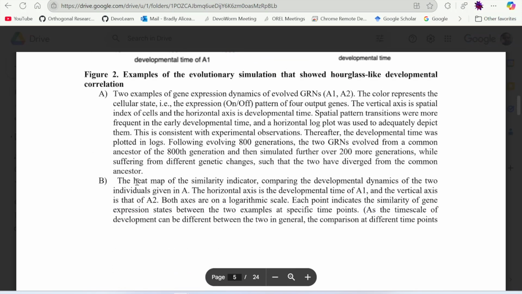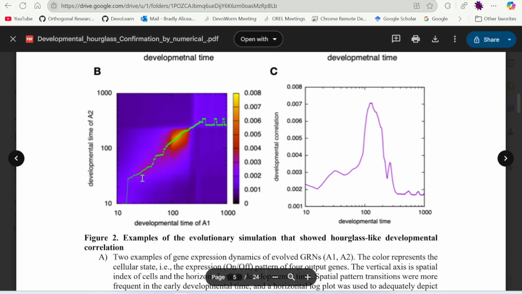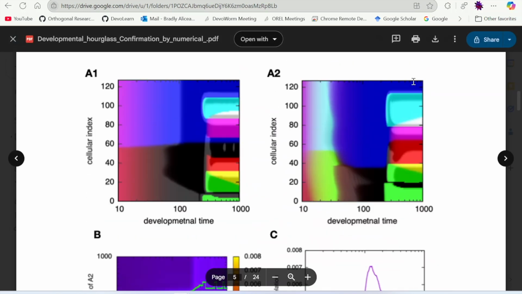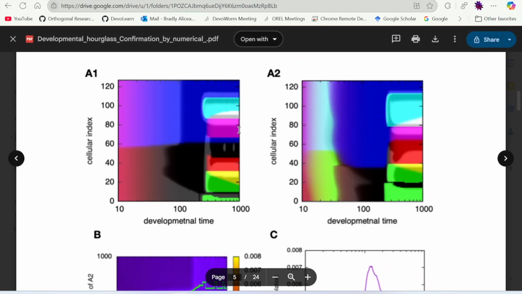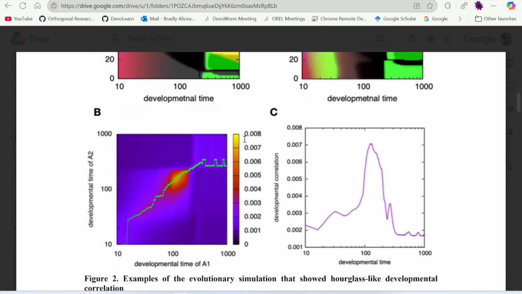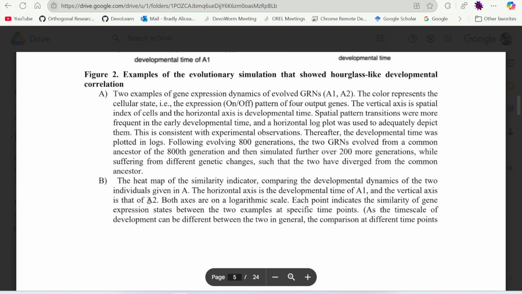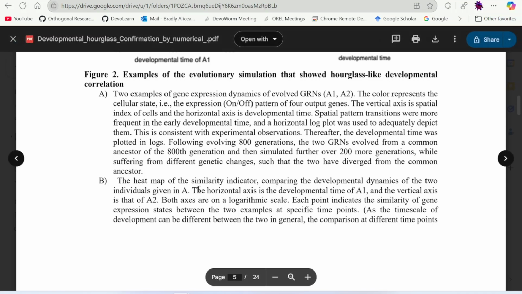And then, of course, B is here. This is B, where we have developmental time of A2 here, and developmental time of A1 on this axis. Basically, we're comparing A1 and A2, and we're doing this with a heat map. We can see that there's a distinction between A1 and A2. So this is figure B, the heat map of the similarity indicator, comparing the developmental dynamics of the two individuals in A, with developmental time of A1 and developmental time of A2.